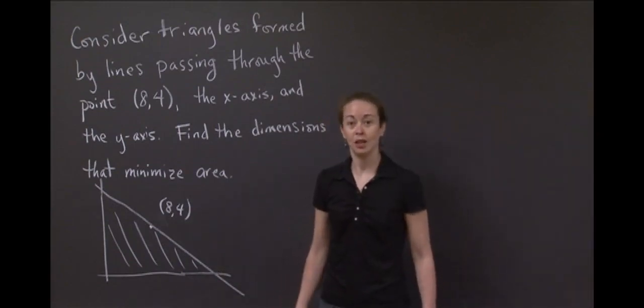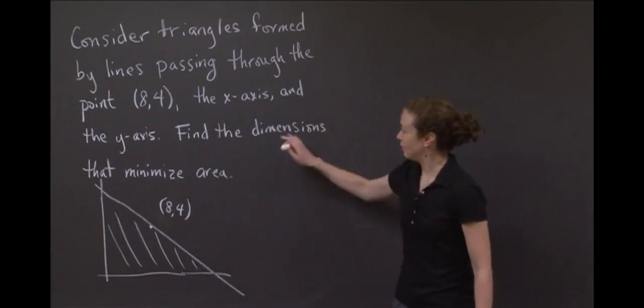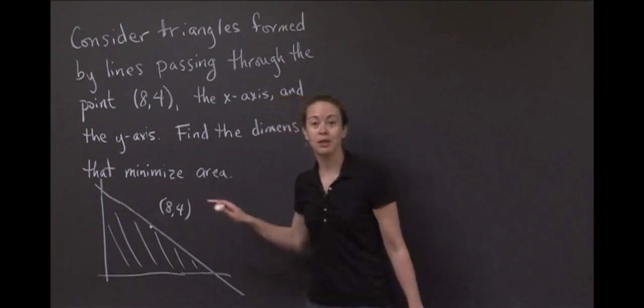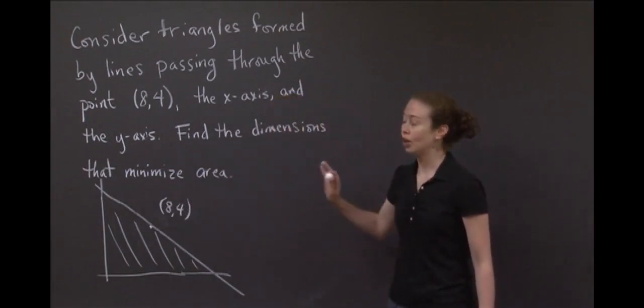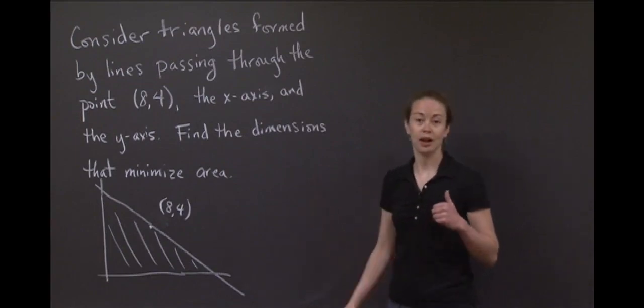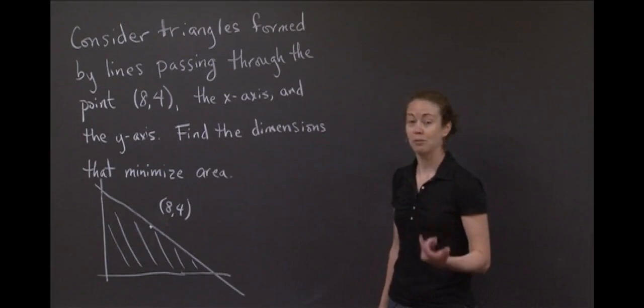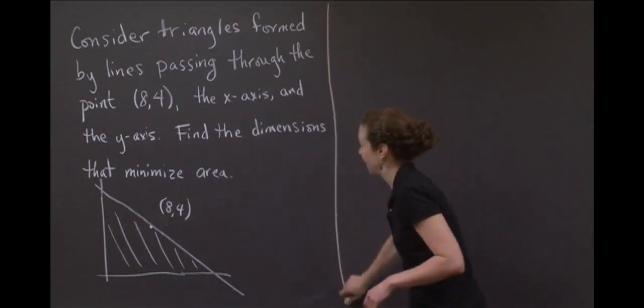Welcome back. So again, we're doing an optimization problem, and we want to optimize. Because it says minimize area, we know the optimizing equation is area. So let's be very clear. Always when you're doing these problems, as we've said previously, you have a constraint equation and you have an optimizing equation. The optimizing equation, we've already said, is area.